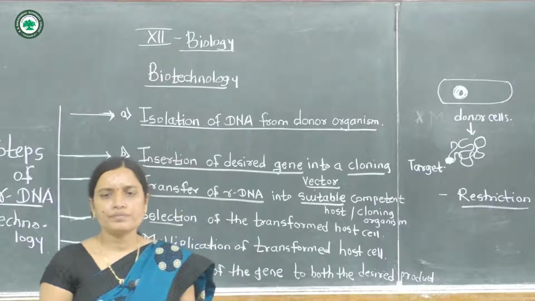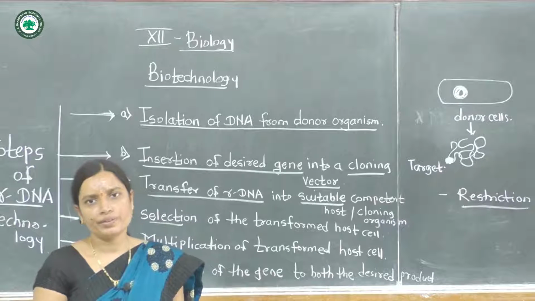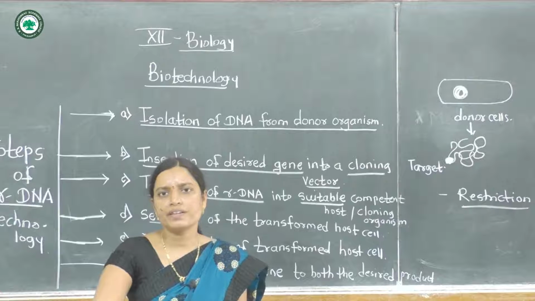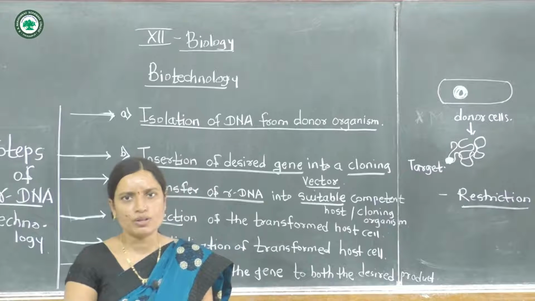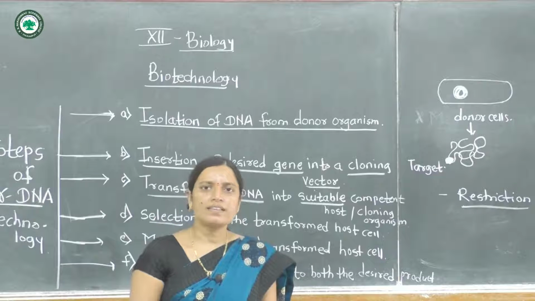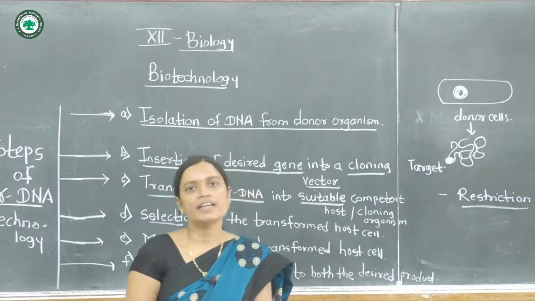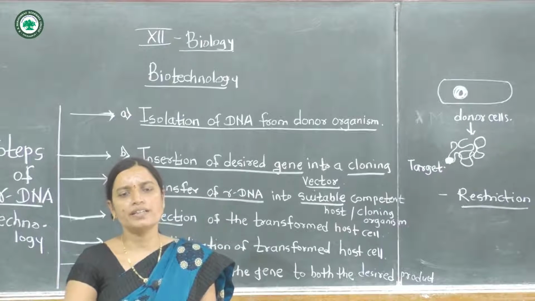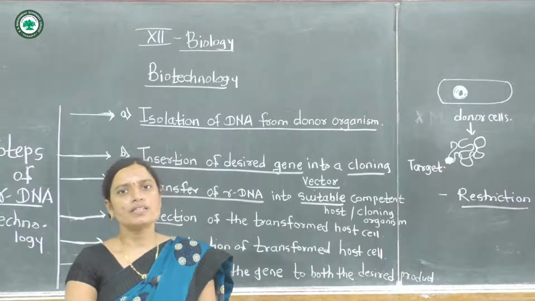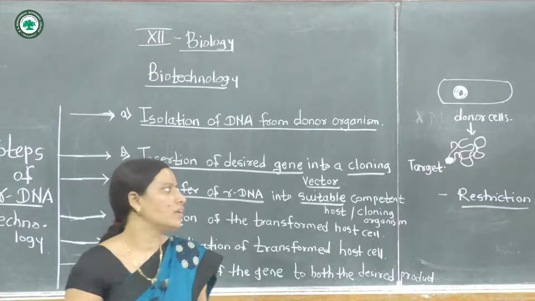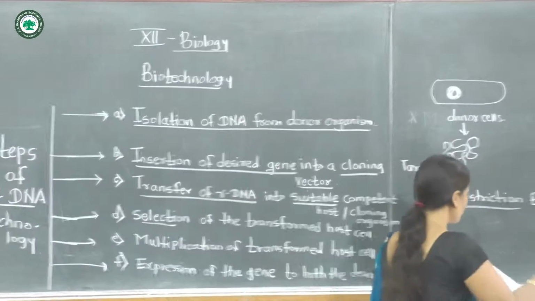Now this vector is important for transferring the genetic material. The vector means a vehicle. There are some vectors like cosmids, plasmids, and bacteriophages. Through these vectors, the genetic material can be transferred, and the isolated DNA is transferred to the target cell. So in this second step, the vector is used.